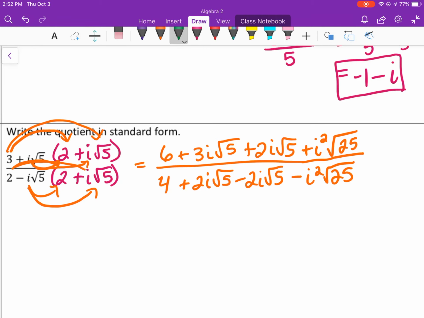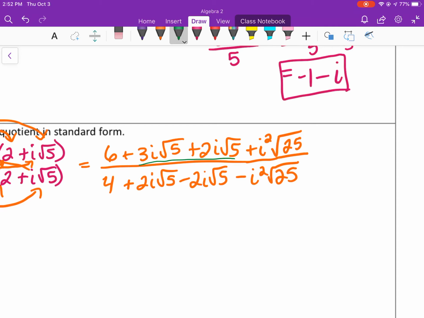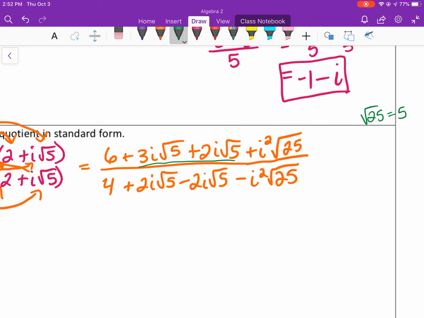This one requires a little bit more simplifying, so we want to combine our like terms, replace our I squareds with negative 1, but then we also have a square root of 25. And remember, the square root of 25 equals 5. So we're going to replace the I squared with a negative 1 and the square root of 25 with a 5. And we're going to do the same thing down here. So this is going to look like this.